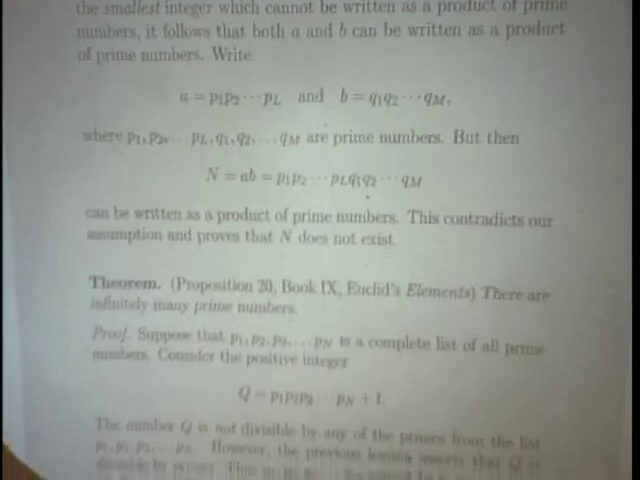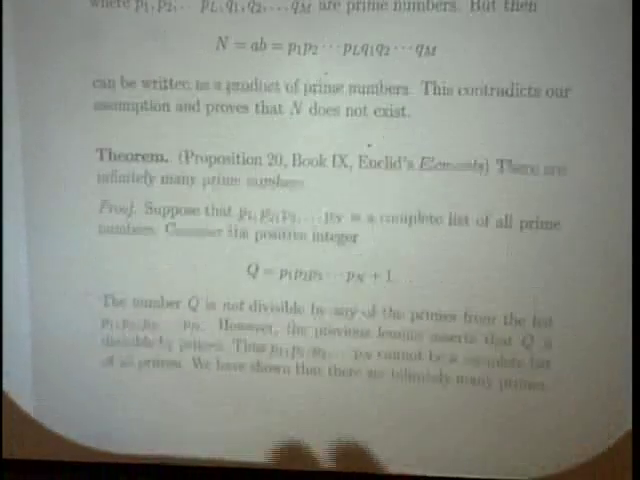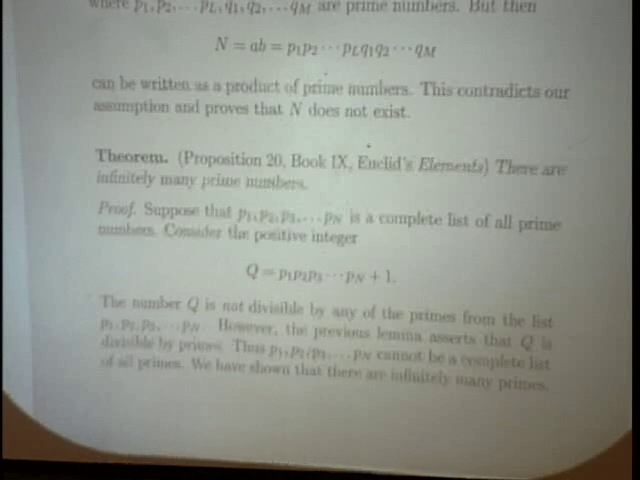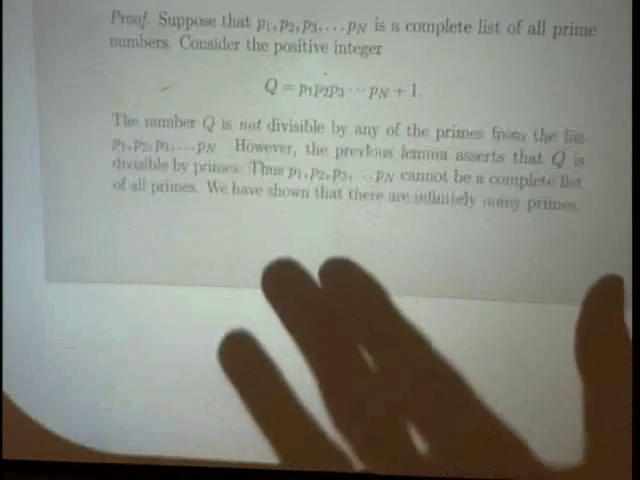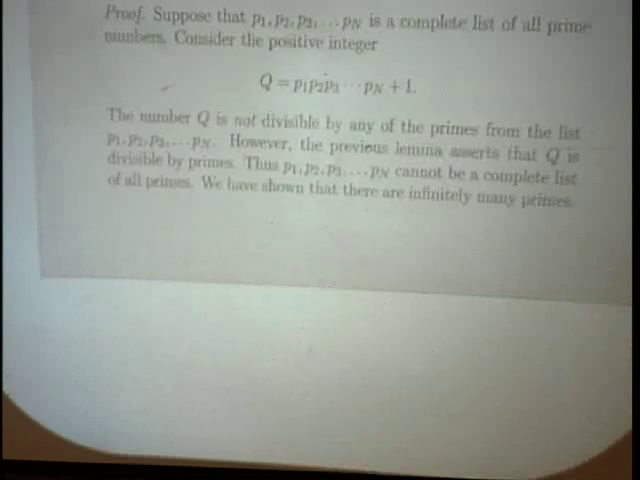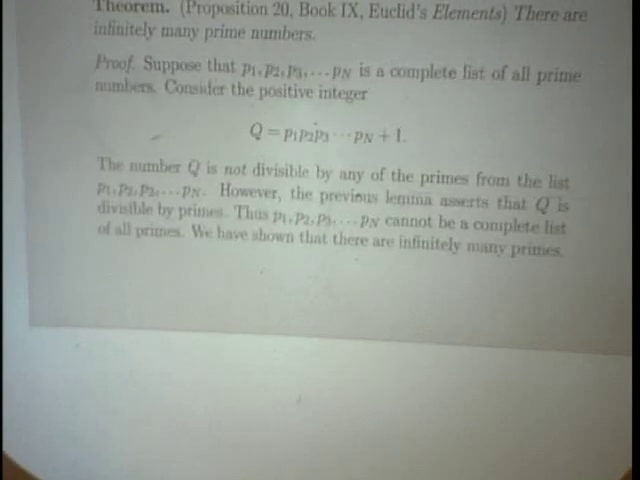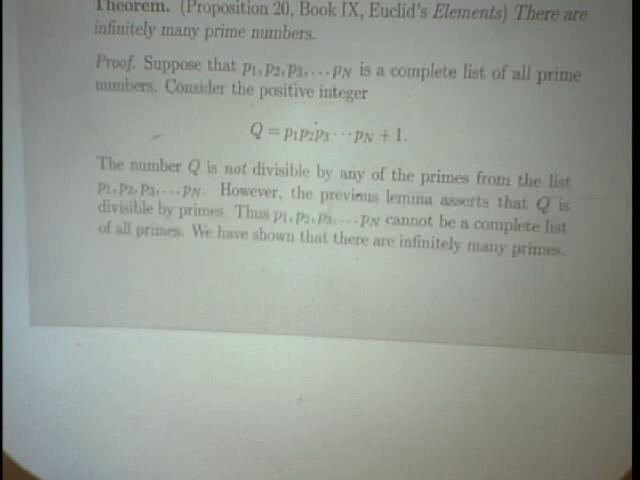Now, from this lemma, which goes back to the ancient Greeks, though the notation and terminology, of course, is obviously modern, one can prove the following important theorem, that the set of prime numbers is infinite. And the proof here is essentially the one that was given by Euclid.